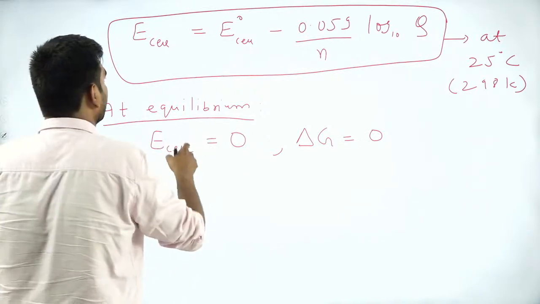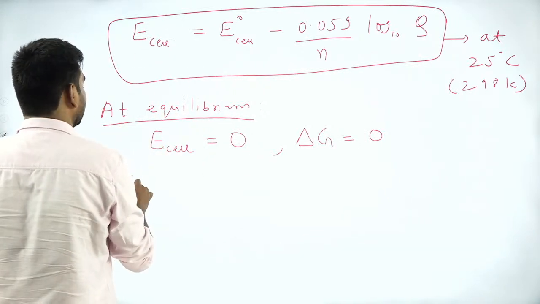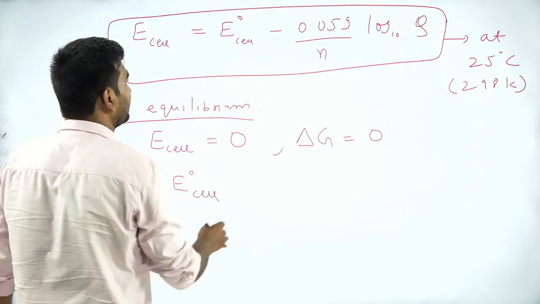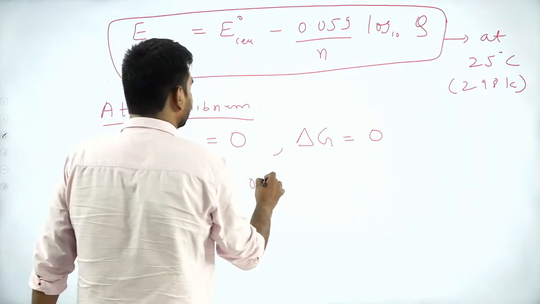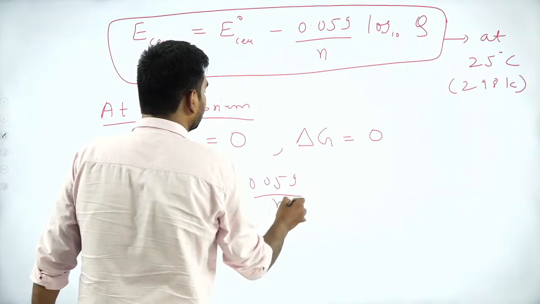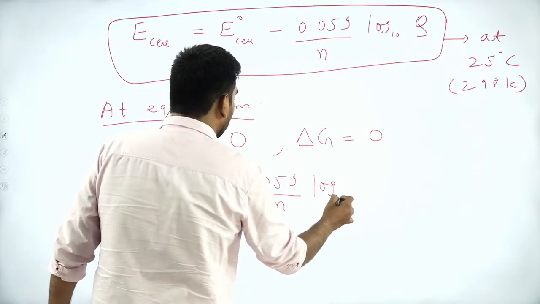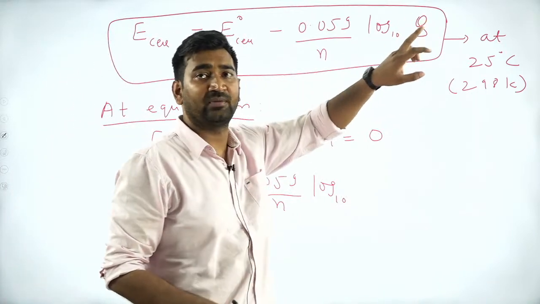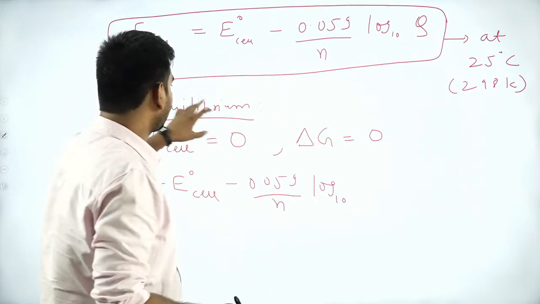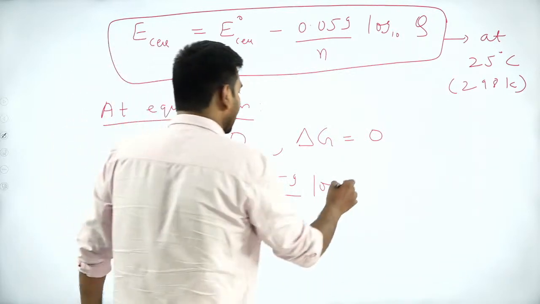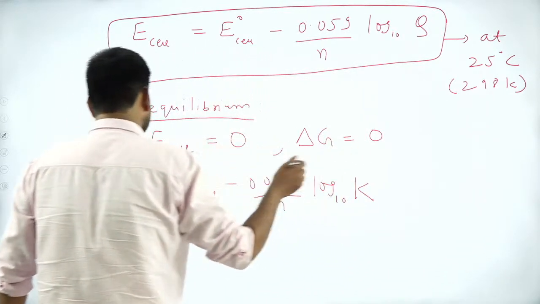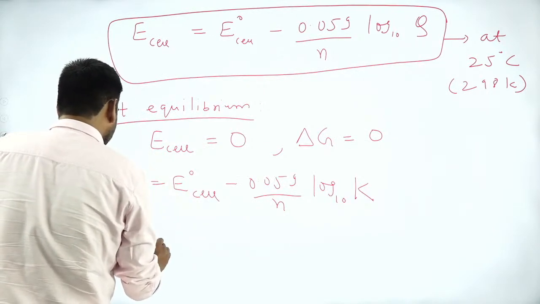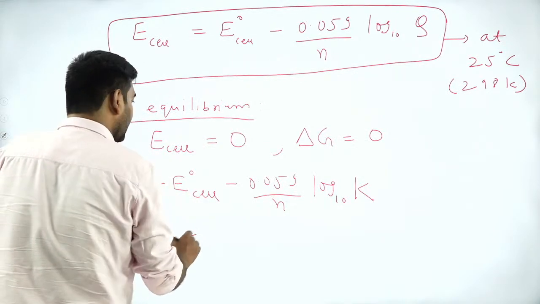And if this is 0, we'll put the value here. So 0 will be equal to E naught of the cell, meaning standard EMF of the cell, minus 0.059 upon n log 10 base. Now students, please take care. Now your Q will become what? Your Q will become K, because we are calculating at equilibrium. So log 10 base K, K or Kc. So from here you get a formula relating E naught cell and your equilibrium constant.